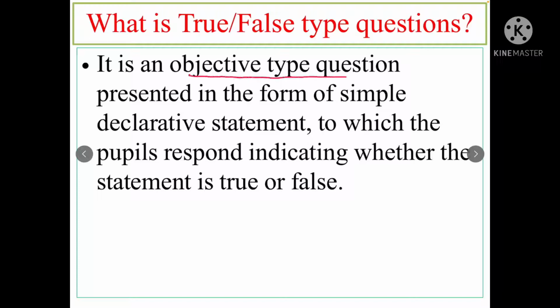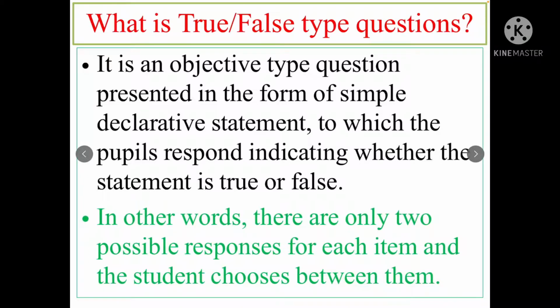It is an objective type question. Objective type questions means the question length will be very little, only 1 or 2 lines, and one statement will be given to them. Student will just respond whether the statement is true or false. What the definition means to say is, students will be given one statement and they will respond whether the statement is true or false. In other words, we can say there are only 2 possible responses for each item and the student chooses between them.